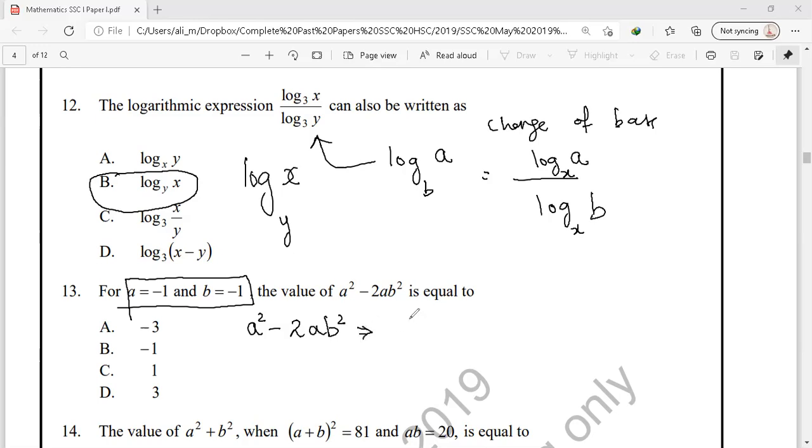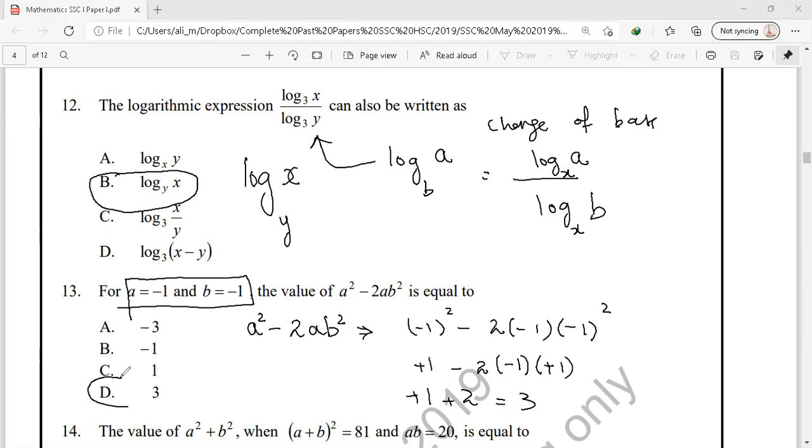So we substitute the values. a's value is -1 square, -2, in place of a we place -1, and in place of b we place -1 with square. So -1 square will be +1, and -2 times -1, and -1 square is again +1. So +1 and minus minus will be +2. So we have the correct answer, that is 1 + 2 = 3. So for question number 13, we have the correct option, that is option D.